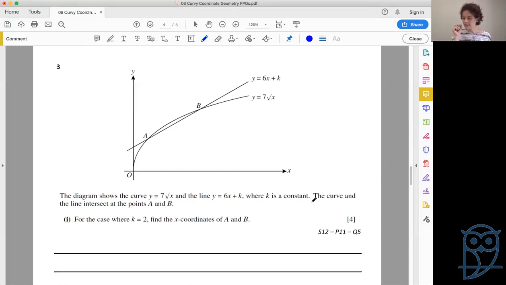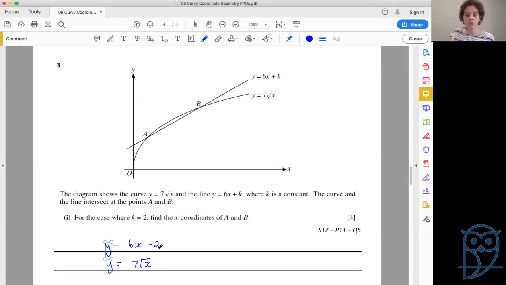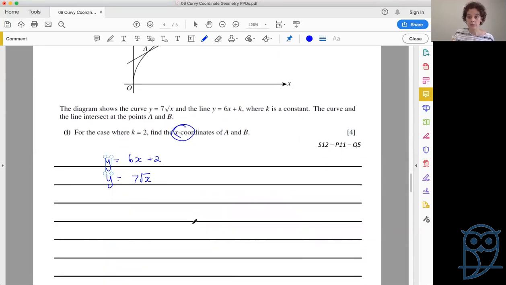So while you're learning it, it is fantastic to do topic questions. When you get more into revision, it's important to start mixing up your topics because your brain has to be able to leap into different topics and answer those questions. So we have y equals 6x plus 2, and we have y equals 7 root x. We want to find the x coordinates only of A and B. Simplified substitution: 6x plus 2 equals 7 root x.